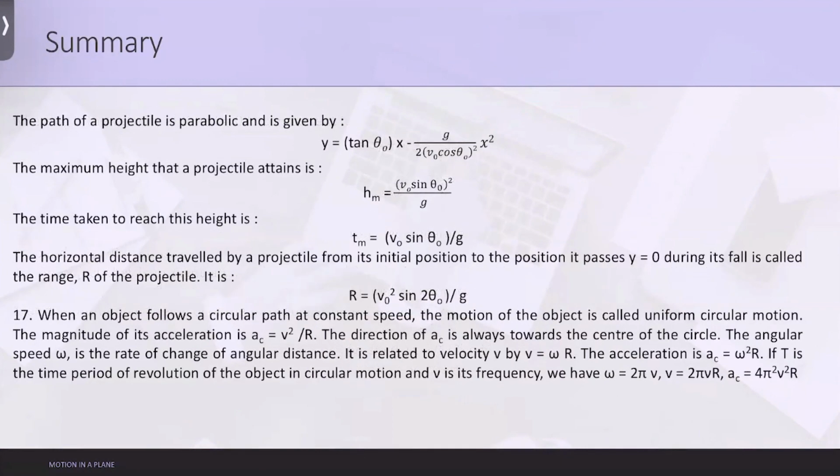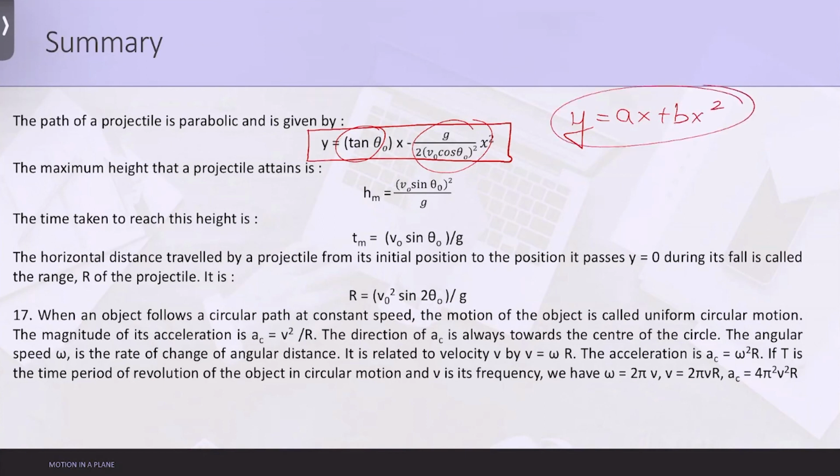Okay. Then by simple mathematics, removing the value of t from the expression of x and substituting it into the second equation of y, we obtain the path of the projectile as y is equal to tan theta naught into x minus g by 2 into (v naught cos theta naught) whole square into x square. Correct? As this is constant and this is constant, this can be written as y equal to ax plus bx square, which you will understand in subsequent classes of mathematics is the equation of a parabola.